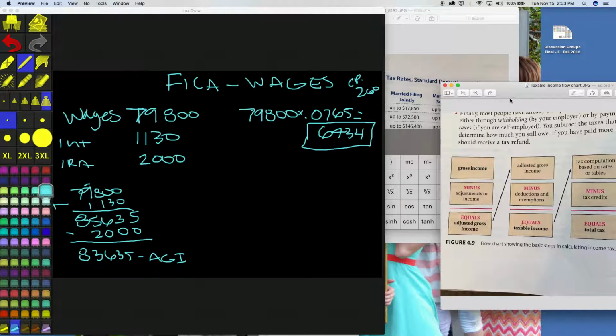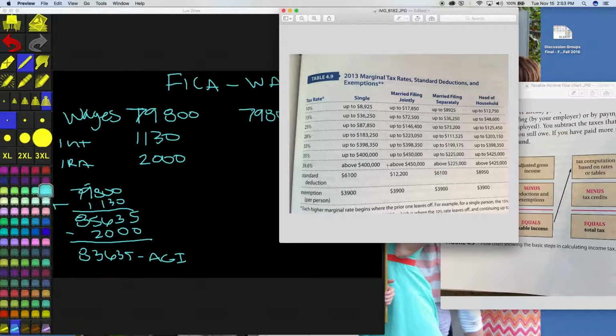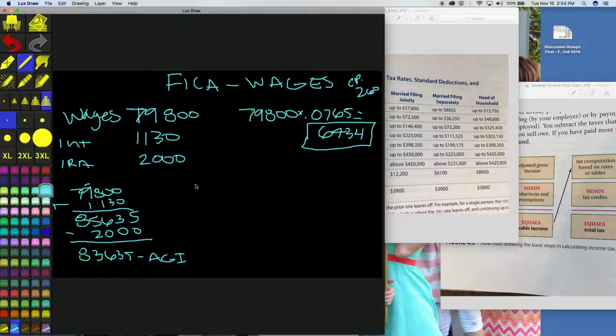Now that I have that, I come over here to my deductions and exemptions. Deductions and exemptions are found on this table right here, on the next page. I can't remember what it is. But she's single, so we're going to subtract 6,100 and subtract 3,900. That's actually 10,000 total. So we take her adjusted gross income minus 10,000, and that's going to give me 73,635 for her taxable income.